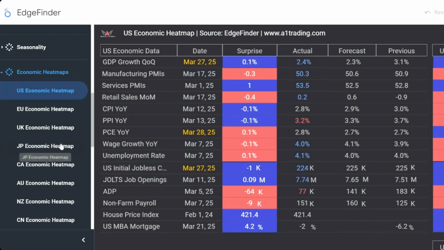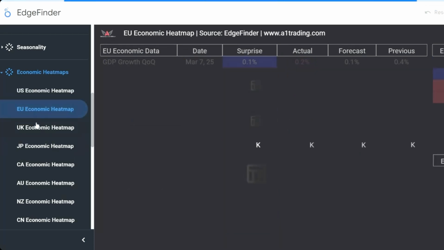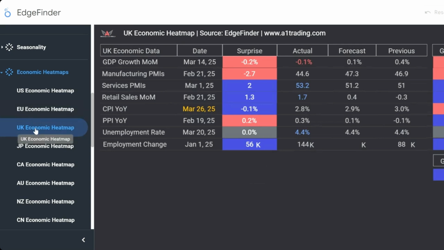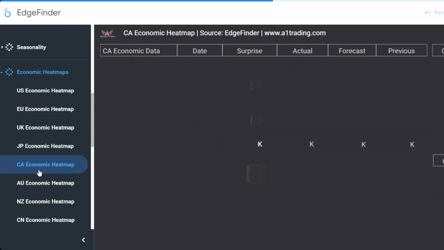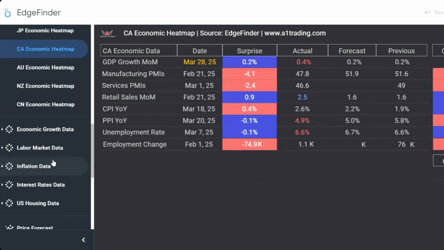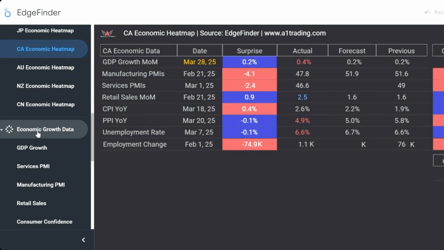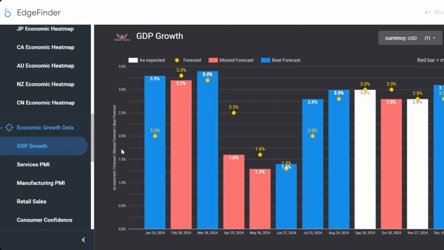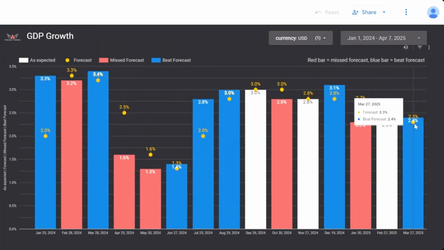And depending on the currency that you're trading, you can navigate through the various currencies over here. You have EU, pound, Japanese yen, Canadian dollar, okay, so on and so forth. And if you want to go deep into a specific economic indicator like GDP, they also have data for this. So it gives you a good summary over here. And visually, it's also very easy to determine as compared to economic calendars, okay? So you can go through these economic data.